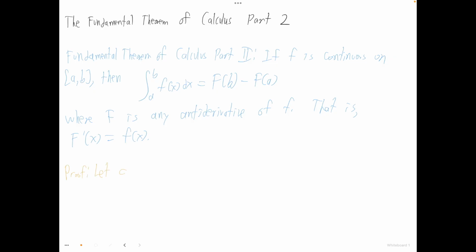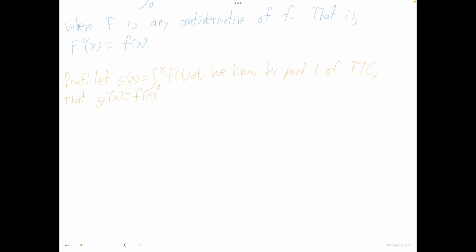So we're going to let little g of x be the integral from a to x of f of t dt. Okay, so we talked about functions like this last time. It's just giving us the area under the curve from a up to x. And then we know by part 1 of the Fundamental Theorem of Calculus that g prime of x equals little f of x. Okay, so that's what we proved last time.